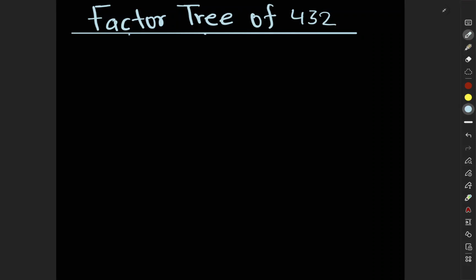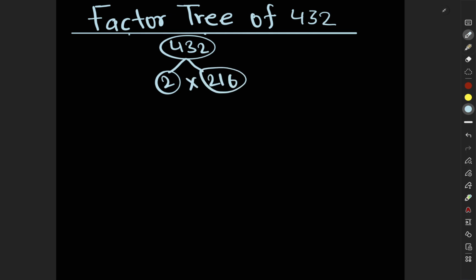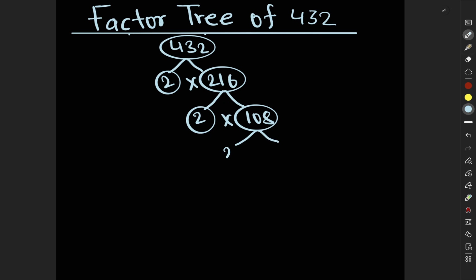Factorization of 432. So 432 can be written as 2 times 216. 2 times 216 means 432. 216 can be written as 2 times 108. 2 times 108 means 216. 108 can be written as 2 times 54. 2 times 54 means 108.